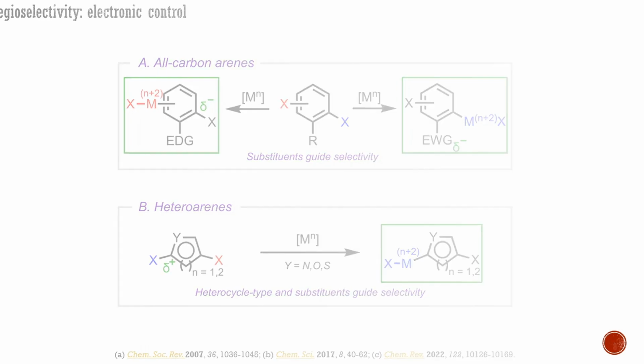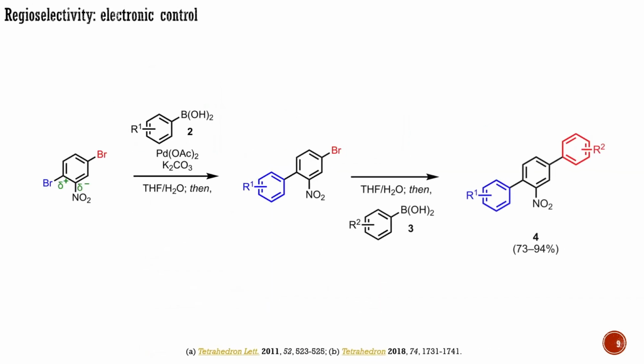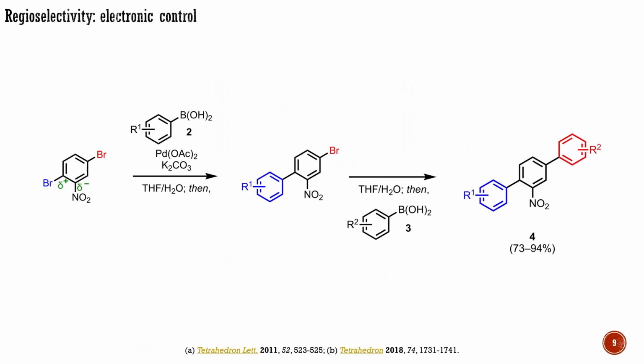One example of substituent effects on electronics and, by extension, guiding regioselectivity was described by Hearn and co-workers in their syntheses of unsymmetrical para-terphenyl moieties, which have been shown to possess medicinally relevant biological properties. This transformation was achieved through a sequential ligand-free Suzuki coupling of 1,4-dibromo-nitrobenzene and diverse aryl boronic acids with a palladium acetate pre-catalyst.